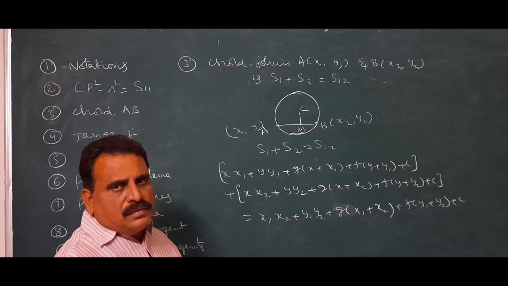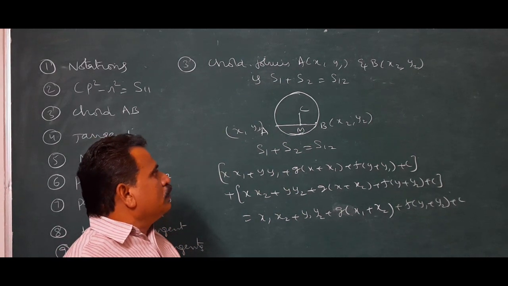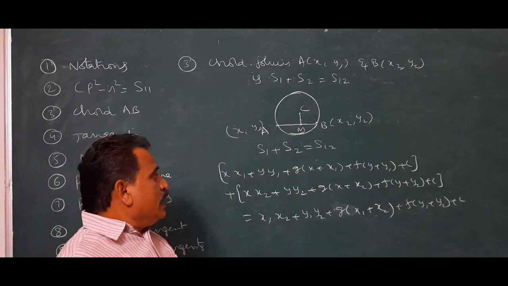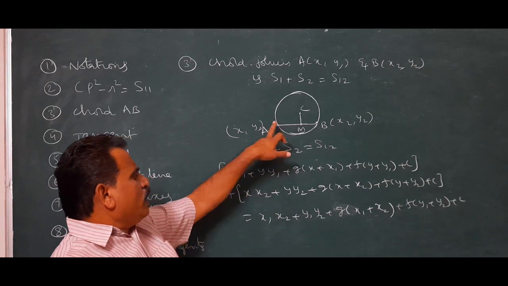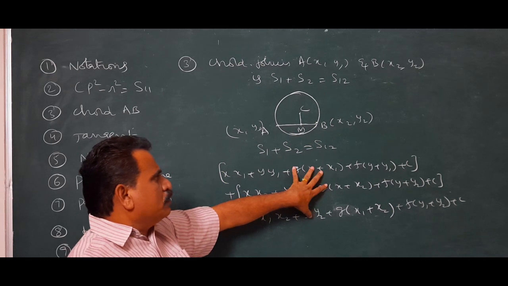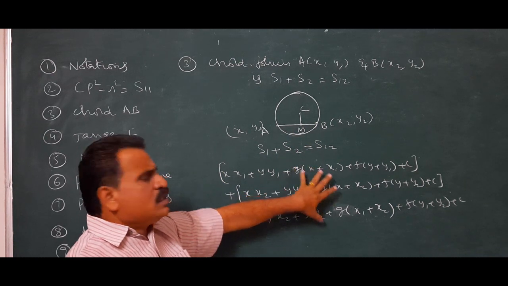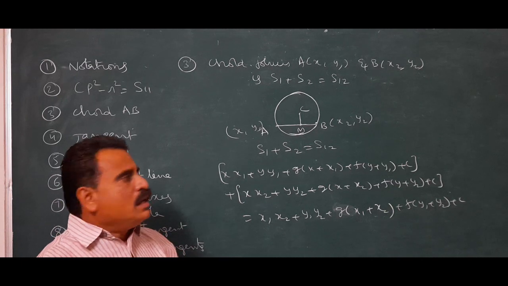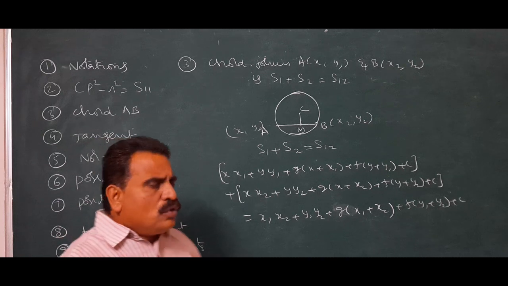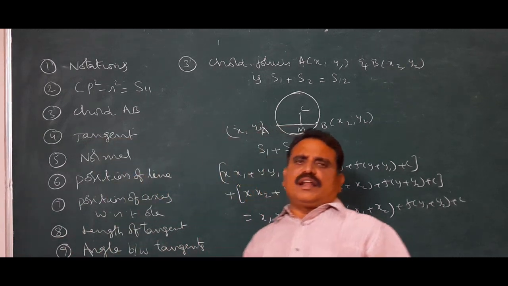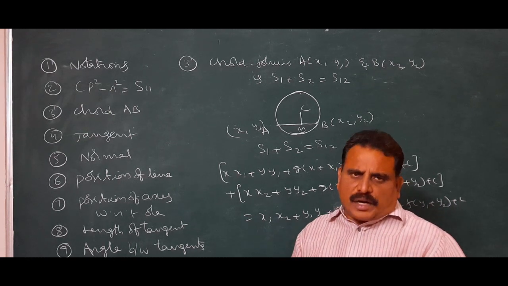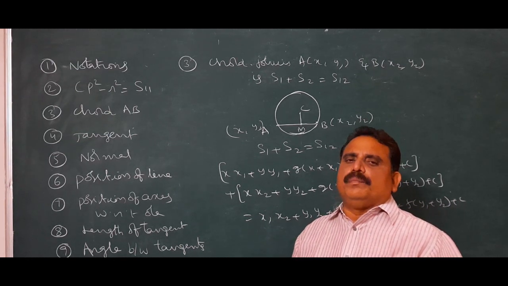We get the chord equation joining A and B. Another method: (x1, y1) satisfies this equation and (x2, y2) satisfies this equation. Then the equation of the chord joining the points is S1 + S2 = S12. Whereas if two points are given, those points lie on the circle. By using the two-point form, we directly get the chord equation joining A and B.